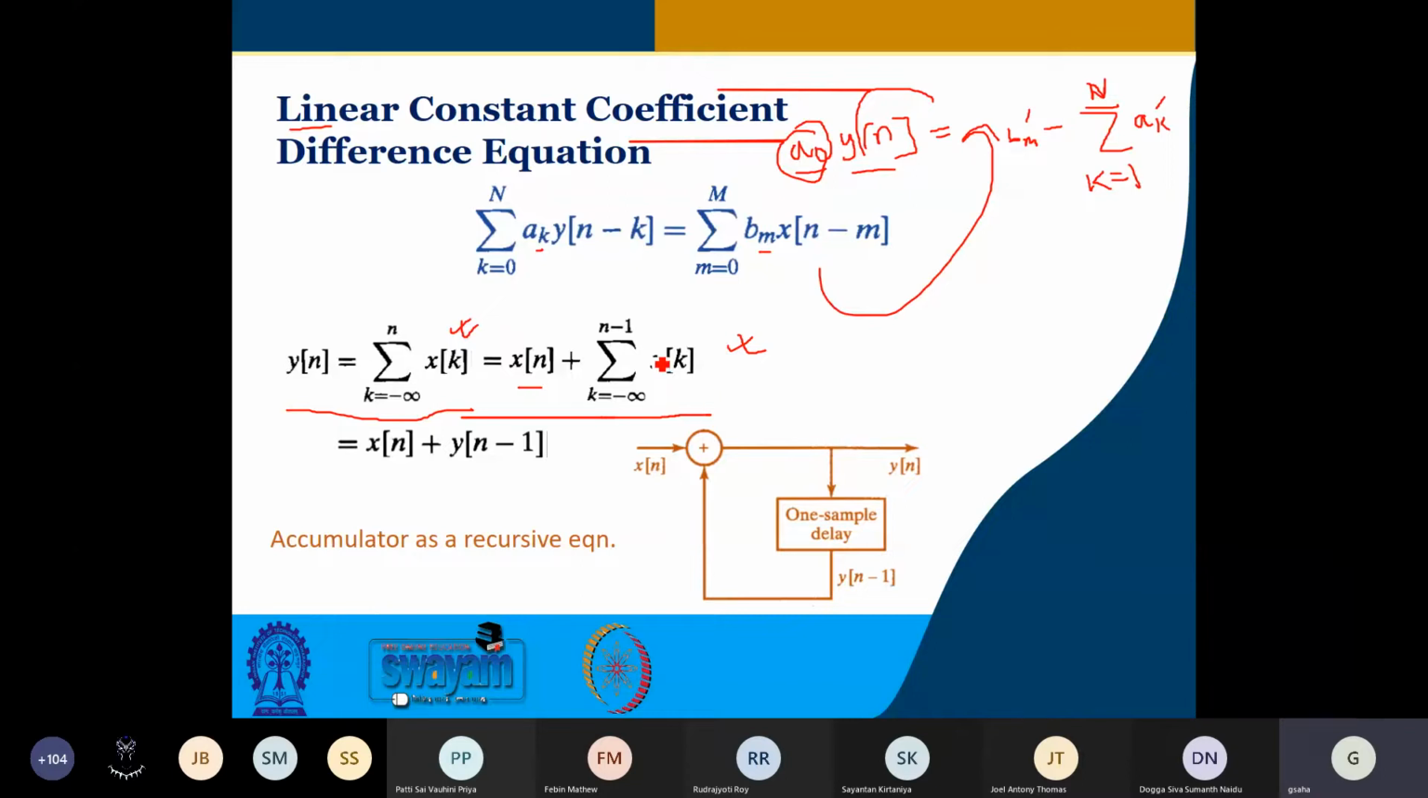Now what is this equation? What is this value? If y[n] is this, then here the summation is up to n minus 1, so this will be your y[n minus 1]. All of you can understand it. So what is x[n] here? It is y[n] minus y[n minus 1].